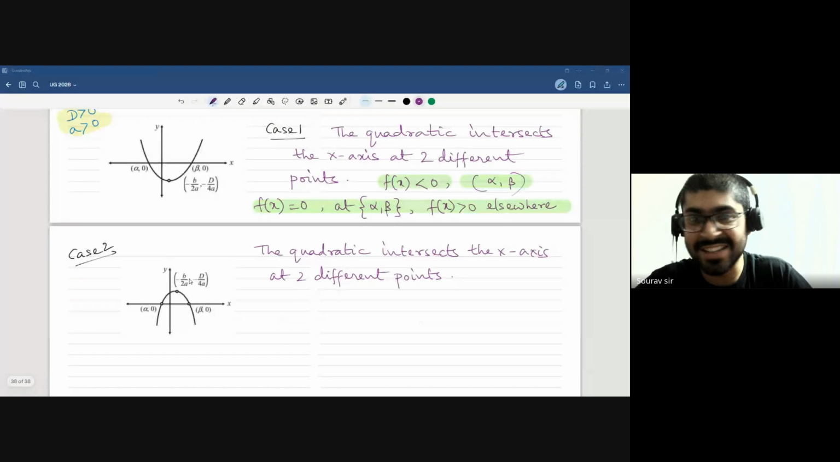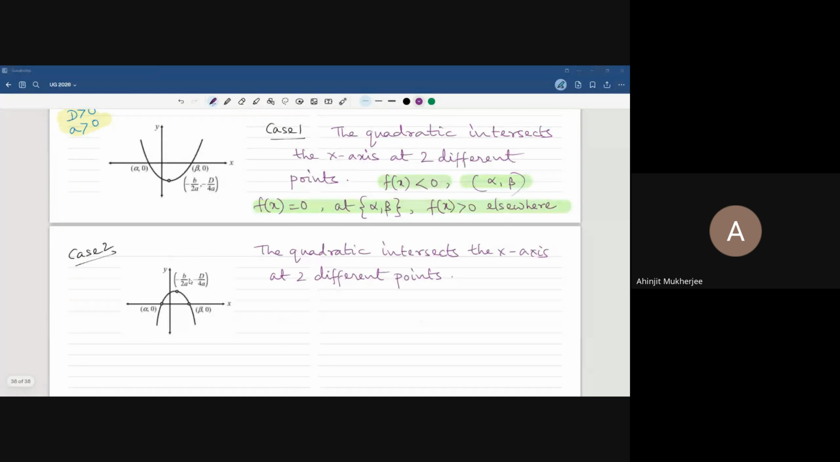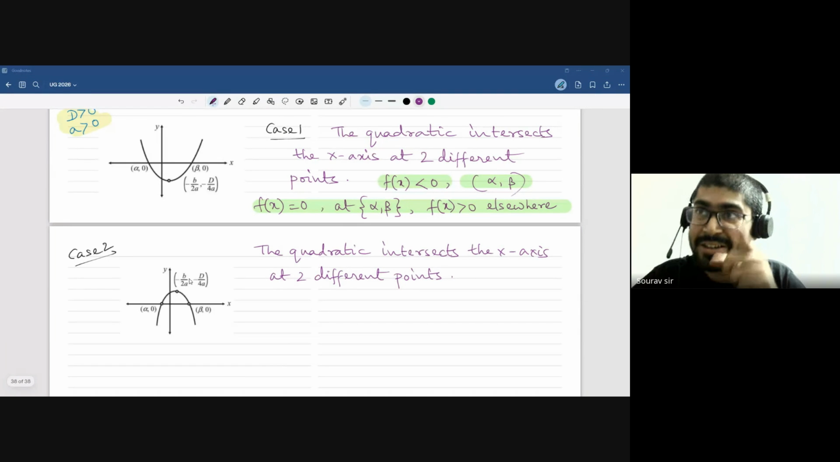No, if d is less than 0, the roots become imaginary. Then you cannot see here. So d will still be greater than 0, but a only will be less than 0. Yes. So remember, just a will decide the face of the graph.